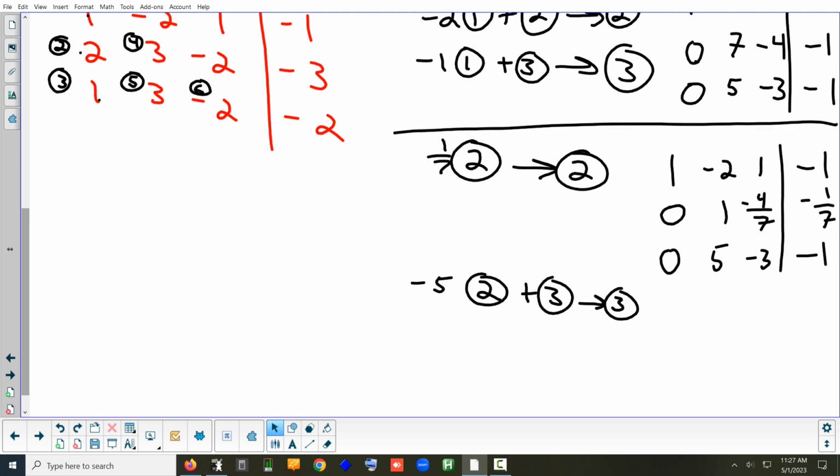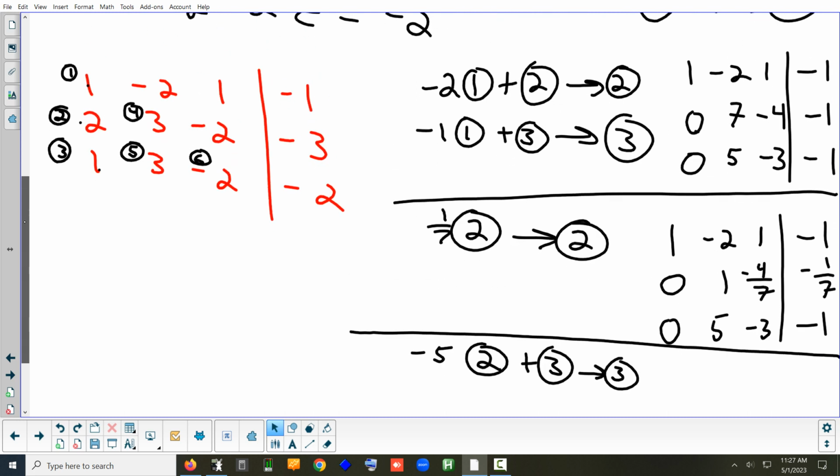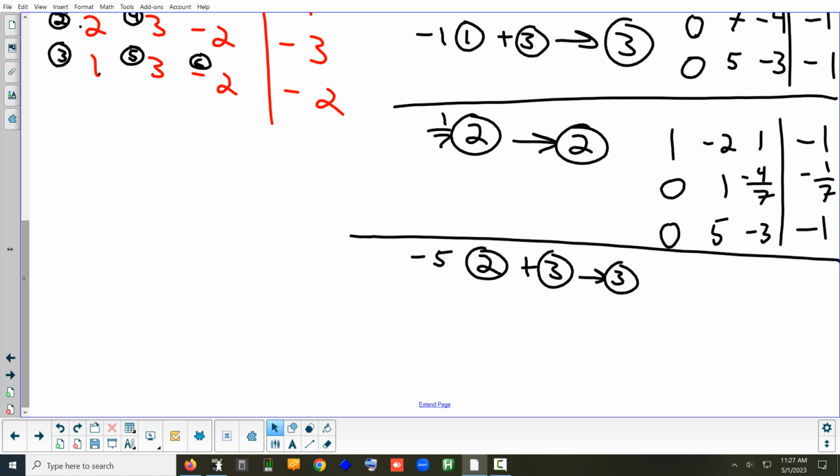There's a lot of replacing in this. Yeah, replacing every step, really. I'll draw a line so you can see each step. Which rows are not changing? 1 and 2. 1 and 2 are done for this whole problem. We're done. So copy them over. 1, negative 2, 1, negative 1, 0, 1, negative 4/7, negative 1/7.